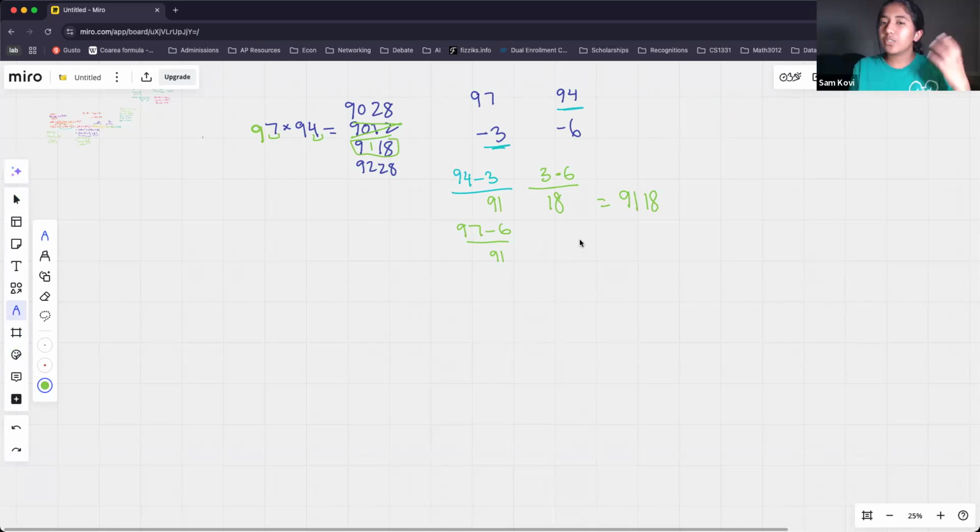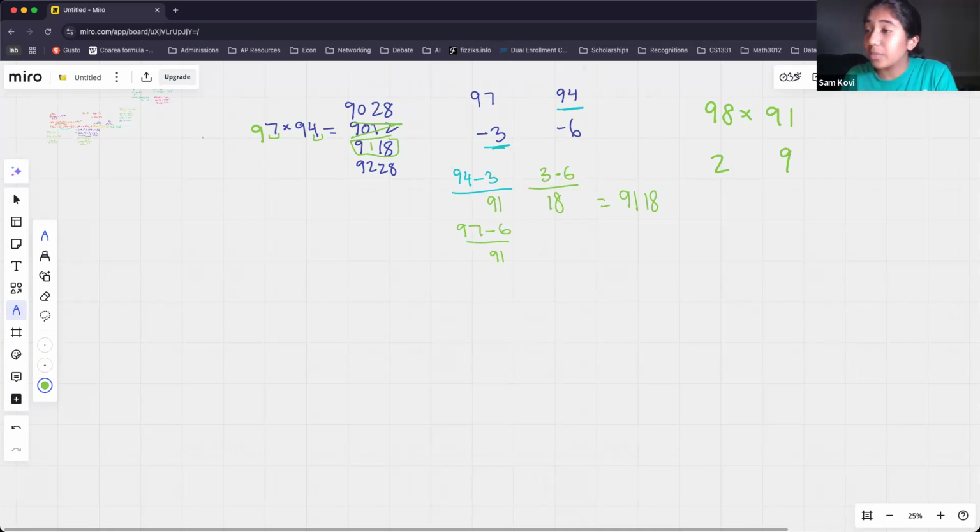Remember, when we're doing this subtraction, what we're subtracting is the differences from 100. So if I was doing 98 times 91, for example, my difference from 98 to 100 is 2, and my difference from 91 to 100 is 9. So I would either do 98 minus 9 or 91 minus 2, and that's how I get my first two digits. And then my last two digits would just be 2 times 9.